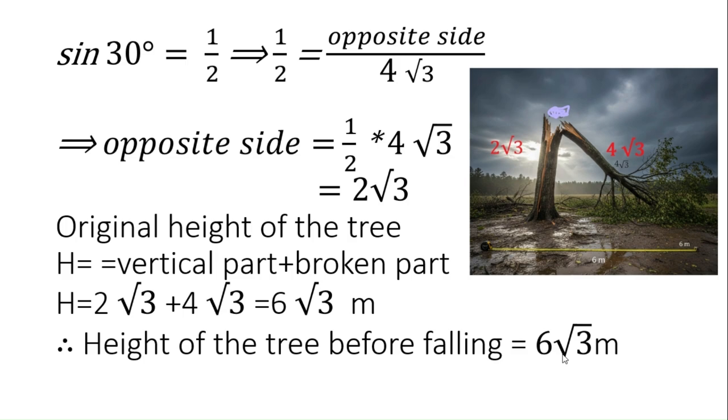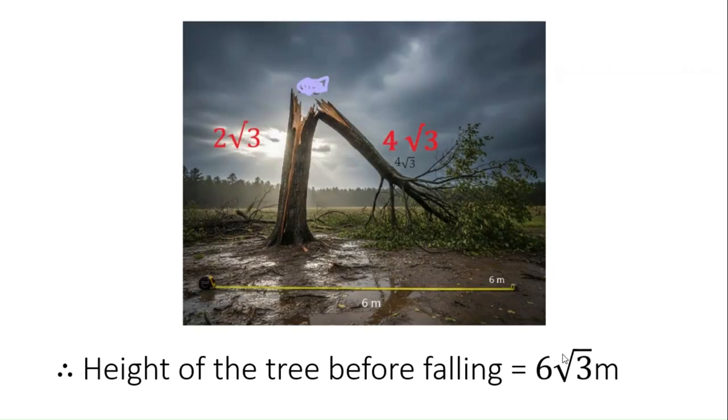So what is the final, the original height of the tree here? 6 into root 3 meters. So the height of the tree before falling is 6 into root 3 meters. I hope you understood the problem.